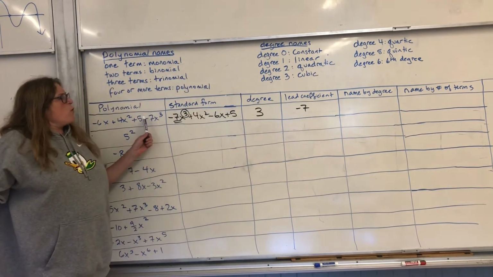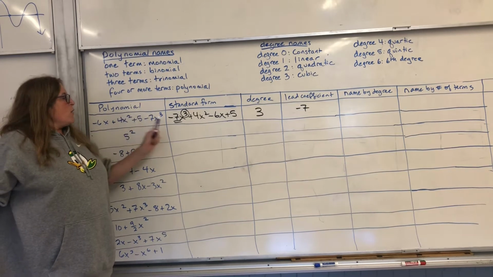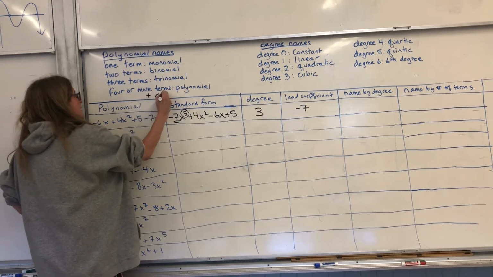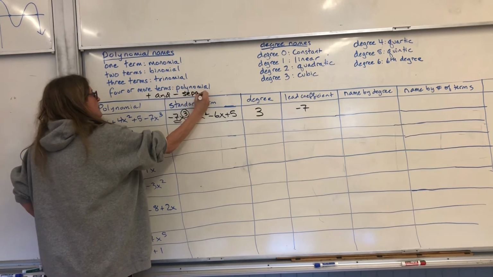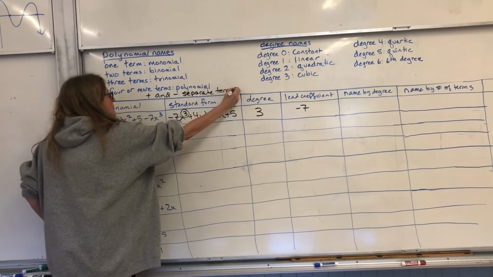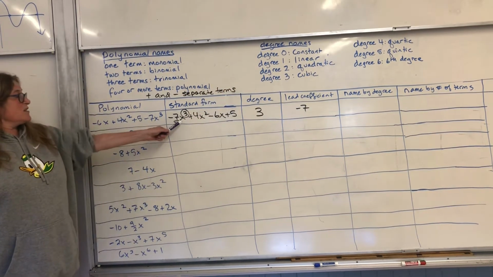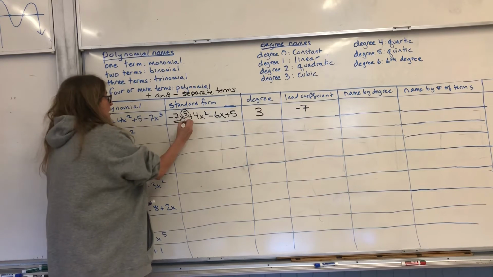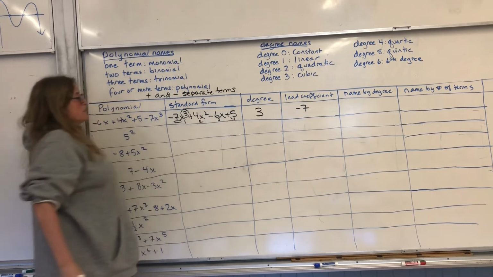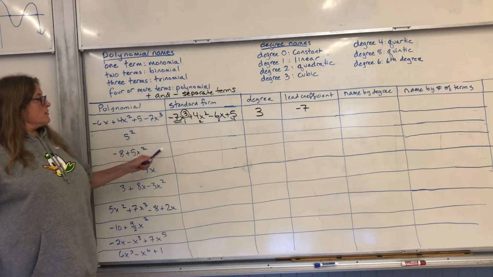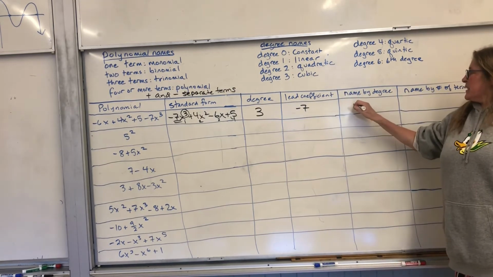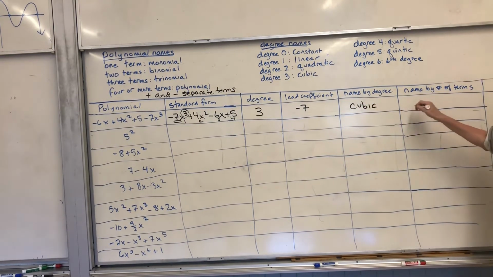Okay, guys, how do I tell where one term ends and the next one begins? Well, I tell by whether there's pluses and minuses, right? Pluses and minuses separate the terms, right? So I can tell that it's -7x to the third is one single term because then it becomes 4x squared. So there are 1, 2, 3, 4 terms in this polynomial, and it's a degree 3. So its name by degree is going to be cubic, and since there are 4 terms, we're just going to use the generic polynomial.